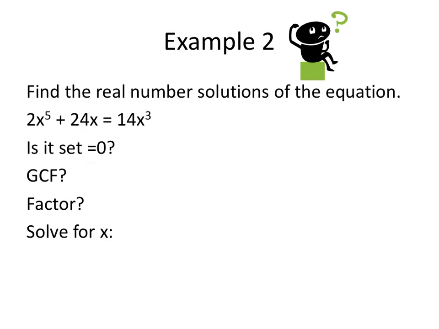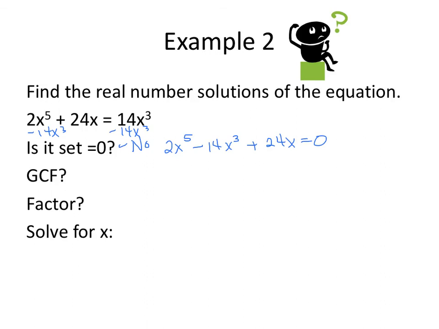Step 1, is it set equal to 0? The answer is no. So in order to set it equal to 0, I need to minus 14x cubed from both sides. So write them in order. So 2x to the 5th goes first, minus 14x cubed goes second, and then 24x goes third. So they go in the order of the exponents.